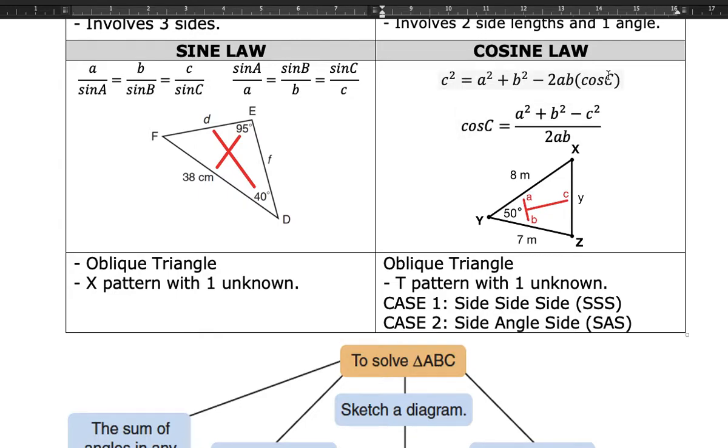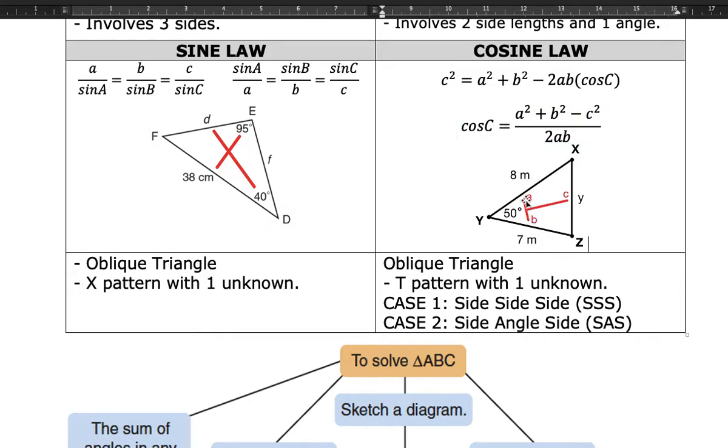Lastly, cosine law. Cosine law also has two different forms. In this case, c is a side length, it's a lowercase letter, and it's squared. So this is for side lengths. Cos C, this is cos of an angle, so it's pretty close to having an angle isolated by itself, and that is the formula that we'll use whenever we're looking for a missing angle. So here is one example of cosine law.